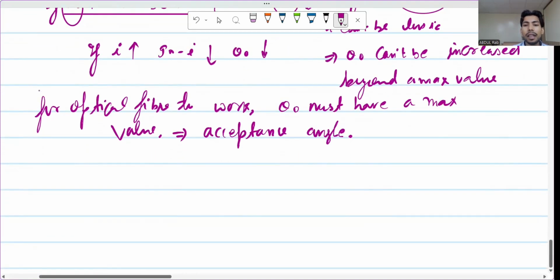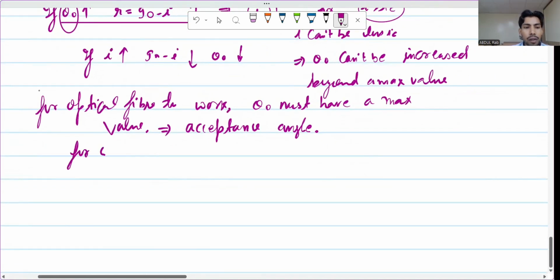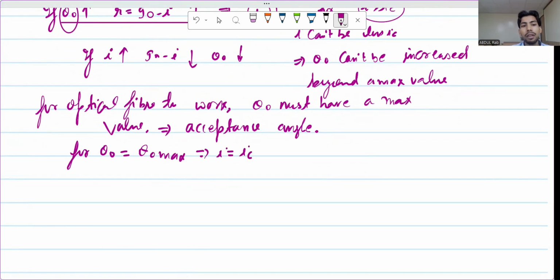Now, how to calculate this acceptance angle? This is the maximum value of theta naught. For theta naught equal to theta maximum, let me write it as acceptance angle theta naught maximum, I will be equal to IC. If we increase theta naught above this theta naught maximum, I will decrease, I will become less than IC. So for theta naught equal to theta naught maximum, I is equal to IC.